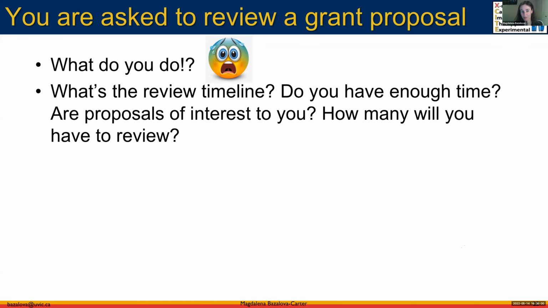So you need to ask about the review timeline. Make sure that you understand when the reviews should be submitted. It's not going to be in 2 weeks. It's probably going to be a couple of months, but you need to make sure that you actually are available. You need to assess whether or not you have enough time to work on this, to review the proposals.